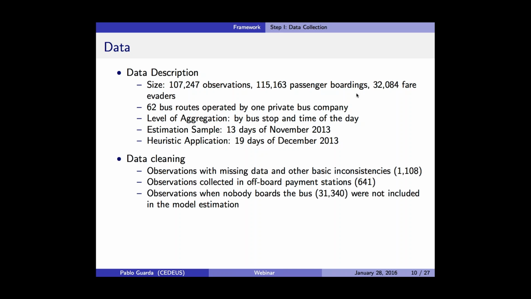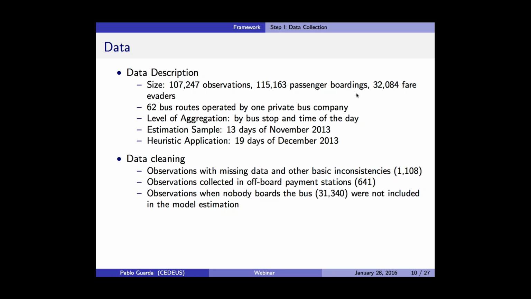About the data cleaning process, we didn't include in the analysis observations with missing data and other basic inconsistencies, such as the number of fare evaders being greater than the number of boardings that were measured at a given door. We also didn't include observations collected in off-board payment stations because the anonymous observers are sitting inside the bus, so they can't really monitor if passengers pay the bus fare before boarding the bus, because that's how off-board payment stations work. So they are instructed to register no fare evasion at that bus stop, but that's clearly an error in these observations. So we decided not to include those observations in our regression models.